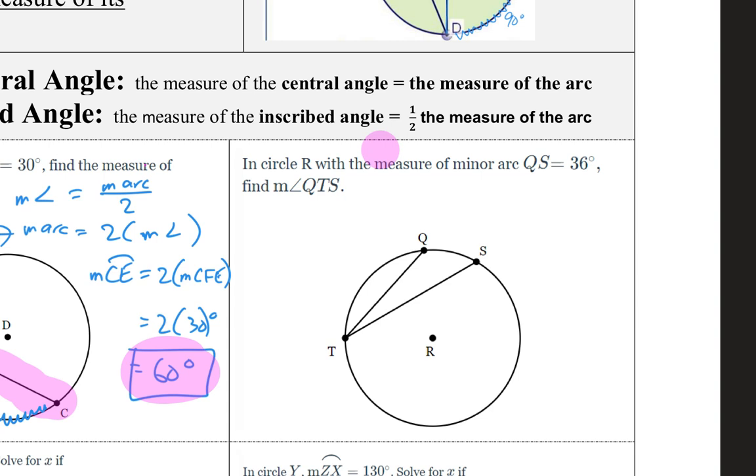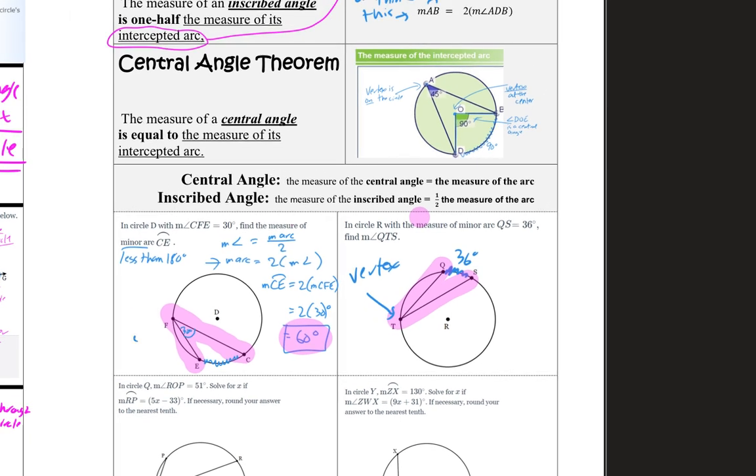It says in circle R, the measure of the minor arc QS equals 36 degrees. So QS is 36 degrees. Find QTS. So they want us to find QTS. Well, what do we notice? We notice that the vertex is on the circle, right? That's what we noticed about this one, right? That's the vertex is on the circle.